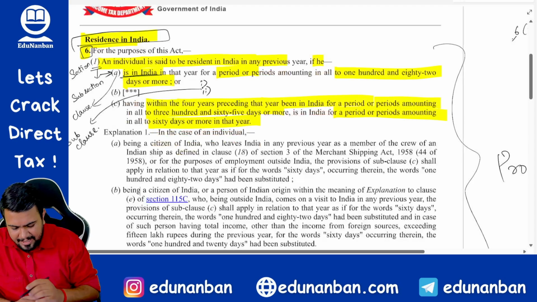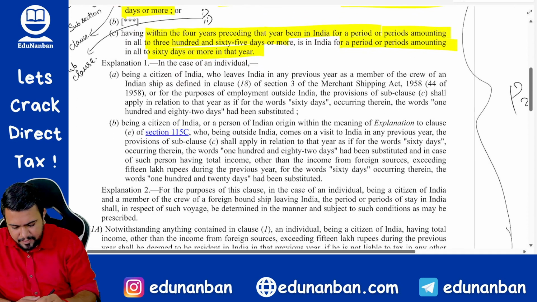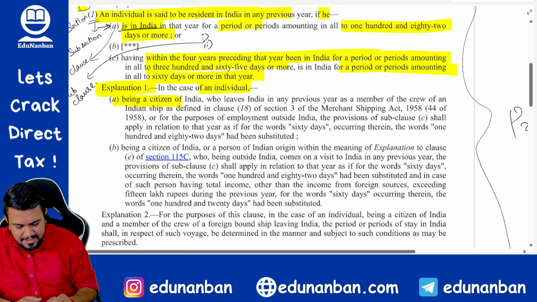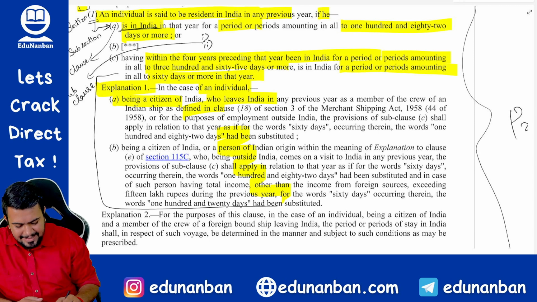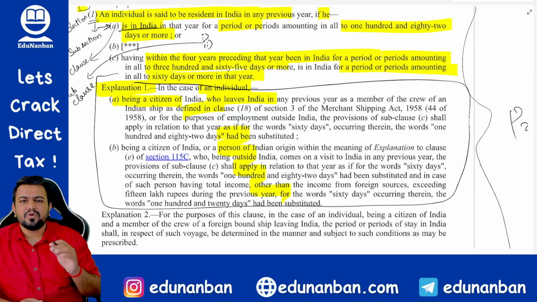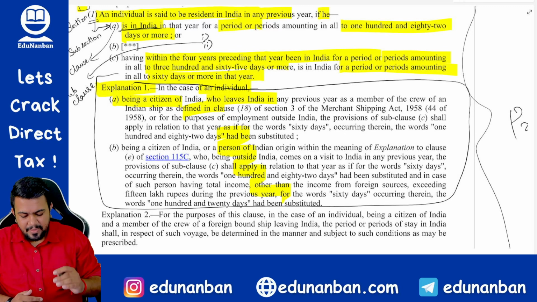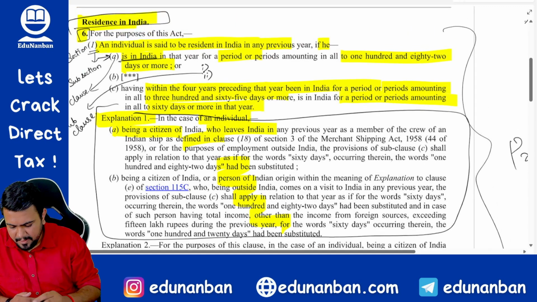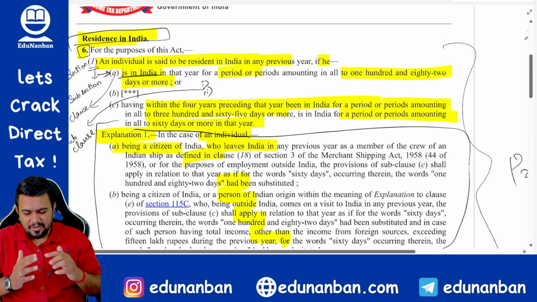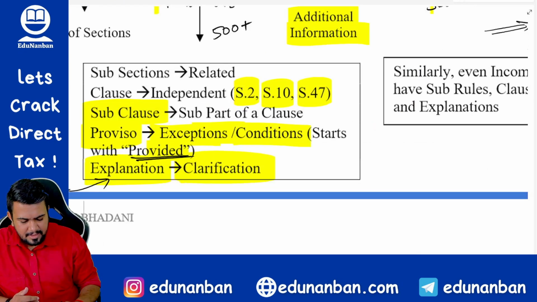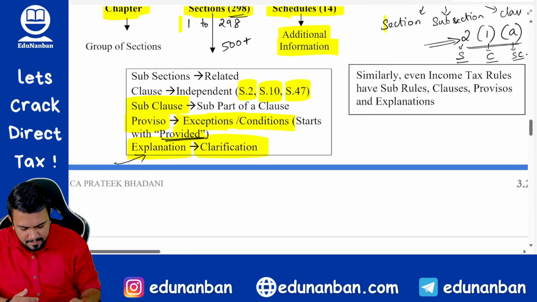For example, even in section 6, you can see there is an explanation: in case of an individual being a citizen of India who lives in India, so much language is given. This explanation helps us to understand exactly what the section is trying to talk about. This is only the explanation meaning. While we are actually studying this section, you will be able to understand it better. At that time you link with this concept, and then you will have a complete picture of the income tax provision.